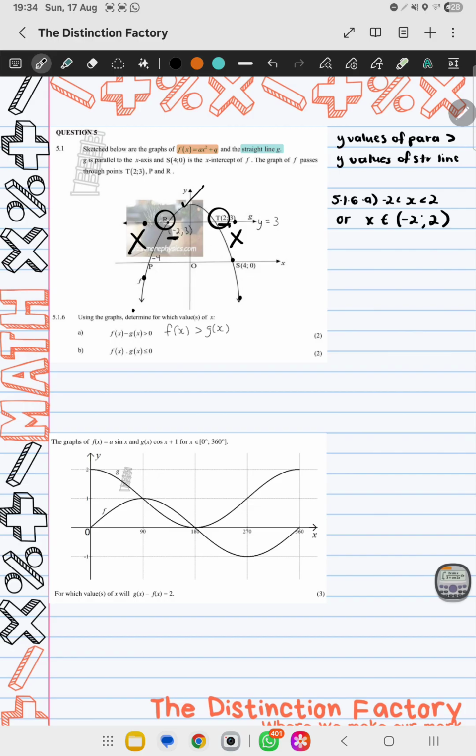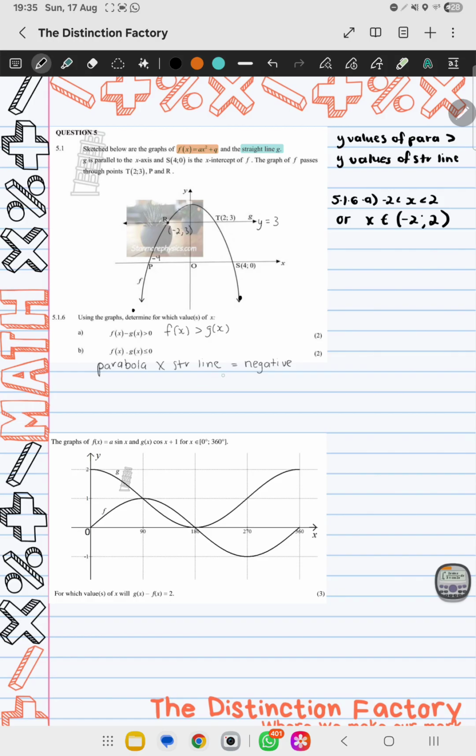The next one wants us to determine where f of x times g of x is negative. So let's understand what that means. f of x refers to the y values of the parabola, and that is being multiplied by g of x, which is the y values of the straight line graph. And whenever you multiply that, you need to end up with a negative answer.